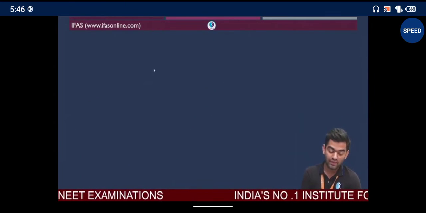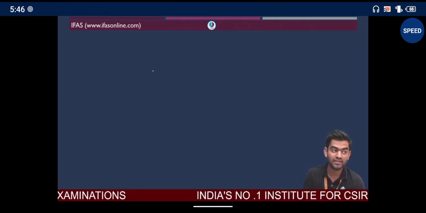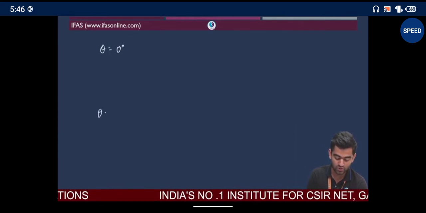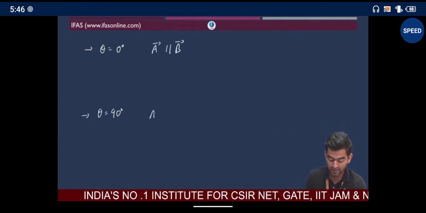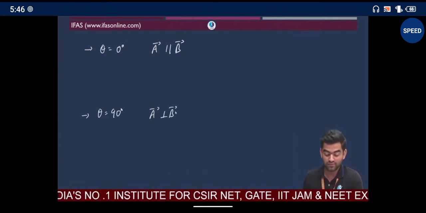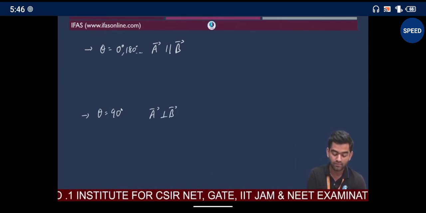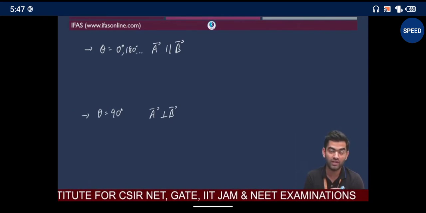Now moving further on, we are going to calculate in a similar manner for theta equals 0 as well as theta equals 90, as we have done for the previous case. Let's say in this case A is parallel to B, and in the other case A is perpendicular to B. These are two scenarios here. For this I am including even 180 as well. In the previous case I didn't include 180 because cos 180 is not 1, it is minus 1.